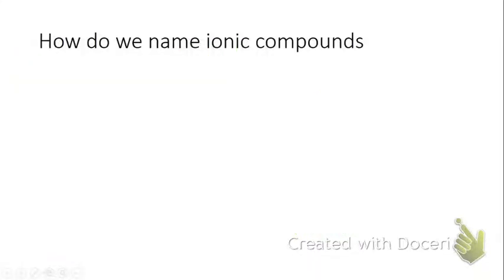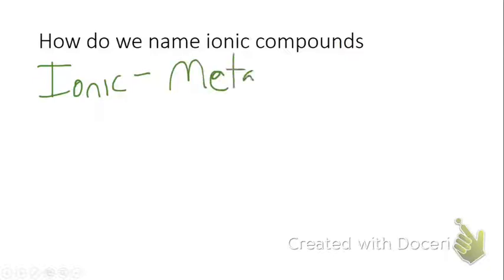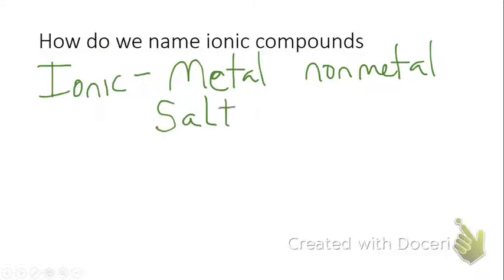So, we are going to learn how to name the three different types of compounds in this chapter: ionic compounds, molecular compounds, and acids. Ionic compounds are formed when a metal binds to a nonmetal. We are very familiar with an ionic compound already in table salt. Sodium chloride, a metal with a nonmetal.